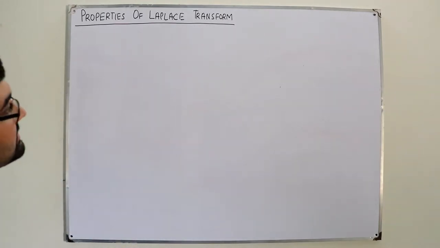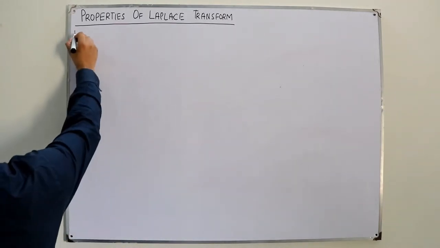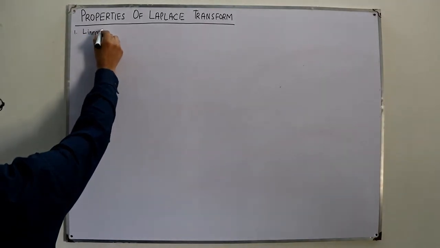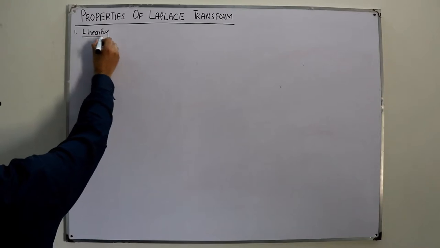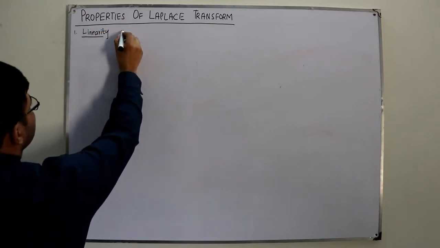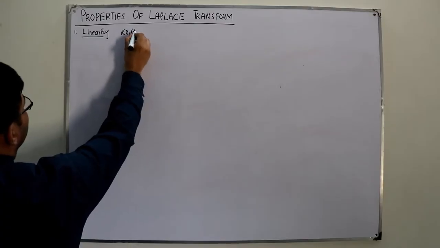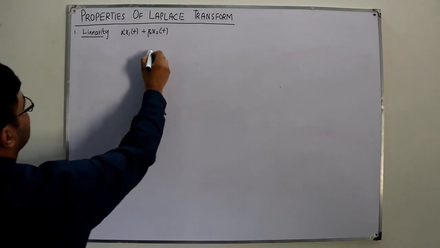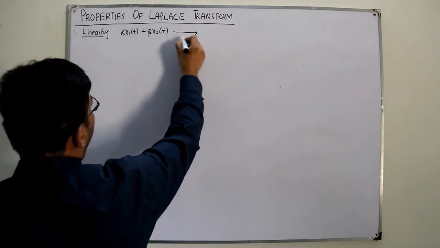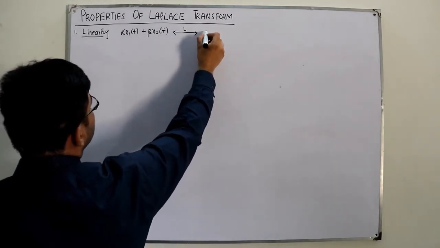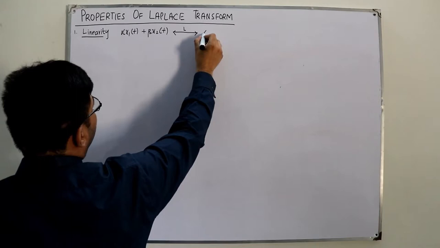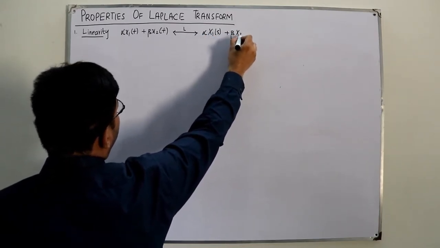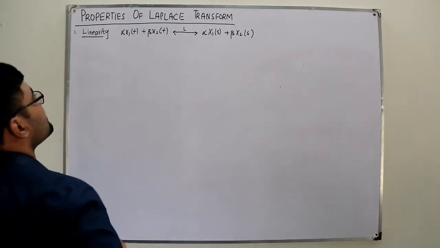Anyways, the properties. Number one, linearity. Do we need to prove them? Well, in a hurry, I would prove them as well. If a signal is a linear combination of two signals, the corresponding Laplace transform would also be the linear combination of what? Of the individual Laplace transforms.